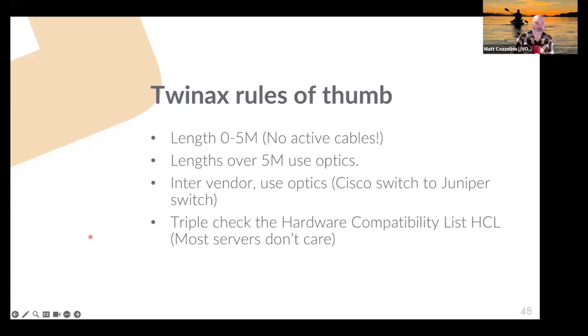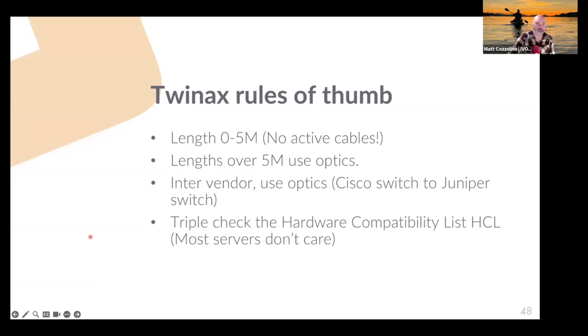Which brings us to our rules of thumb for twinax for 10 gig or 25 gig. Don't go over 5 meters. 5 meters for twinax is the stopping point for all of the connectivity. If you want to go over that, you should use optics.